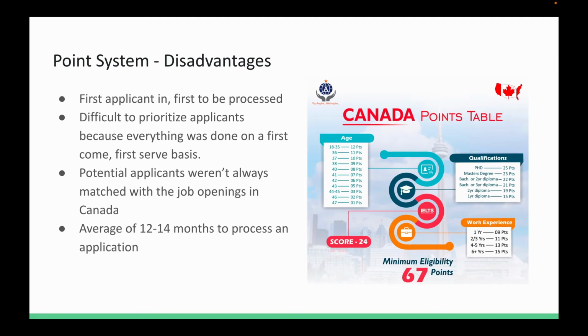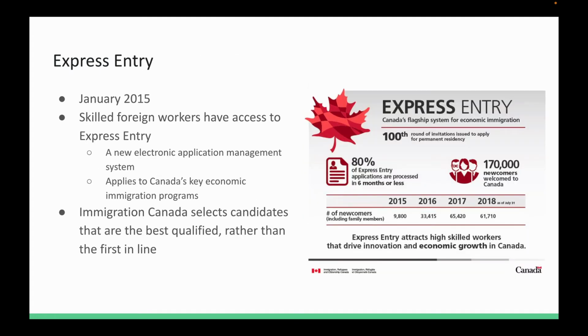So what started happening in January of 2015, the Express Entry system made its way and it replaced that points system. And this is still dealing with our economic immigrants. We're looking for skilled foreign workers so that they could have this Express Entry so that they can make their way into Canada. It's a new type of application, and it applies, again, only to our economic immigrant programs.